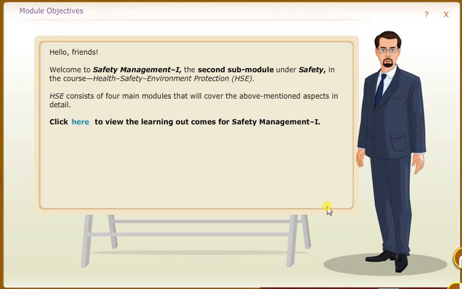This is a submodule under Safety in the course Health, Safety, Environment Protection or HSE. HSE consists of 4 main modules that will cover the above-mentioned aspects in detail. Click here to view the learning outcomes for Safety Management 1.